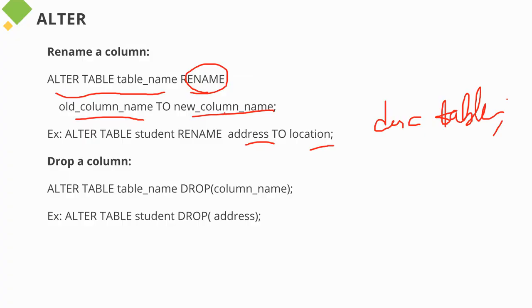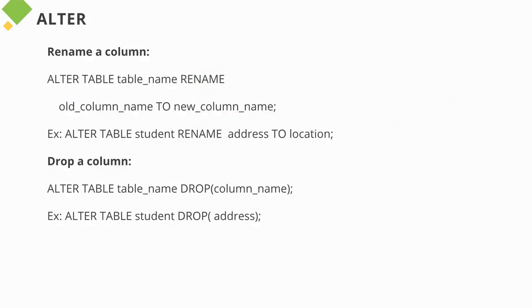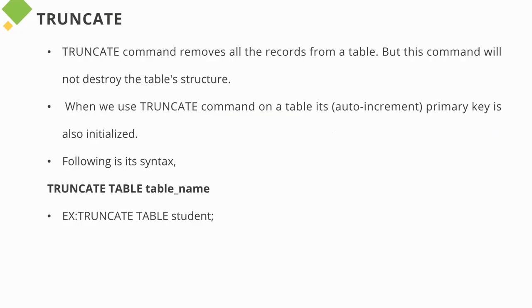And then to drop a column, you can just say drop of column name. It removes the column from your table. And the next is the truncate command. It removes all the records from the table, but it will not destroy the table structure. The syntax is the same. Truncate table, table name. You can just write this.